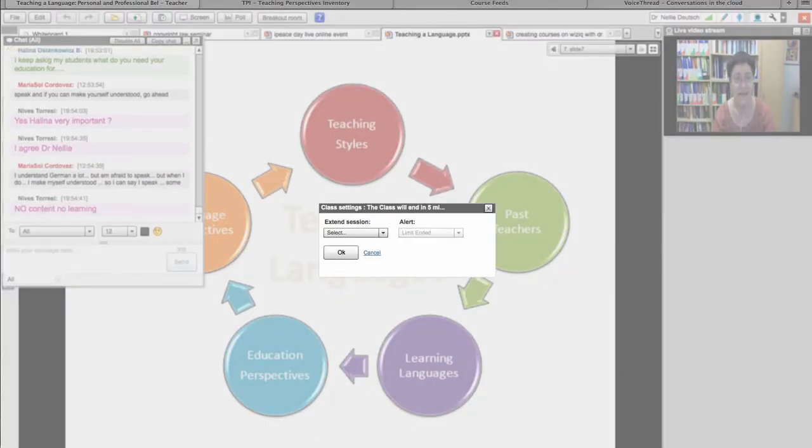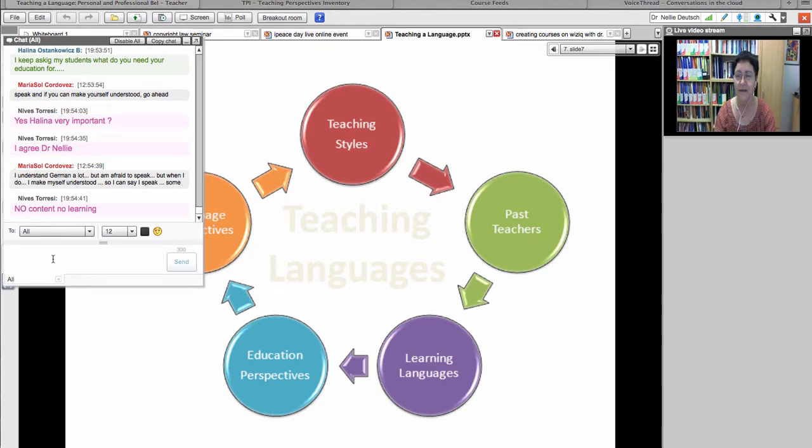Well, that's exactly where you have to go, Maria. You have to think about yourself as a foreign language learner, learning German, and then that's how you teach English. You have to keep that in mind as a teacher. All right.